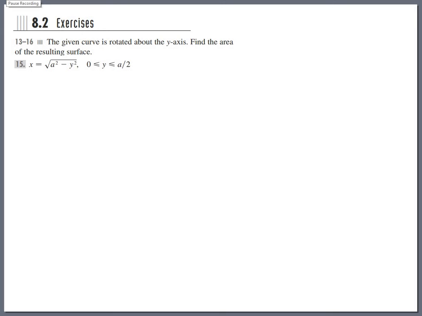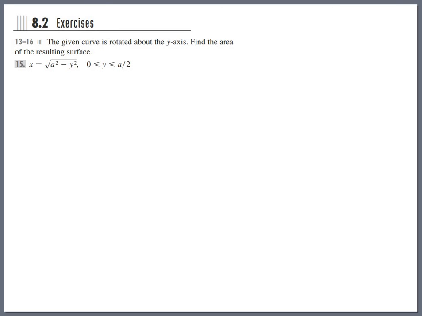All right, let's look at a surface area problem. This is number 15 from 8.2. And they're giving us this formula in terms of x, so it's x equals. It does have an a in it, which is just a constant. So that a is something like 5 or 100 or something.